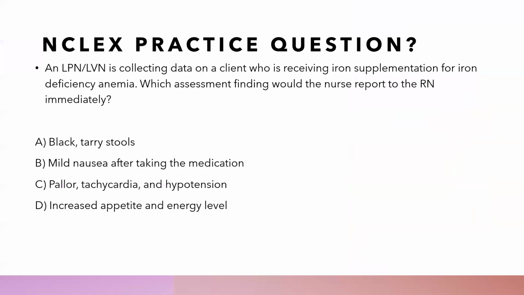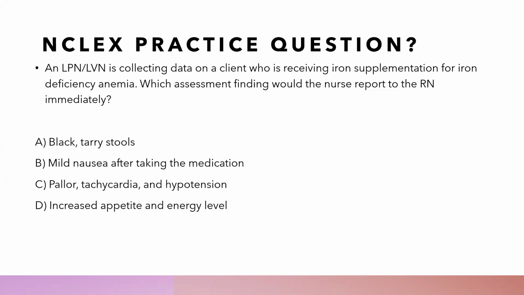Okay, lots of questions, I'm sure. Take a look at these NCLEX practice questions. An LPN is collecting data on a patient who's receiving iron supplements for iron deficiency anemia. Which assessment finding would the nurse report to the RN immediately? And again, you would need to look at these. Now, I would report the black tarry stools. This is an anemia, and that means they're having bleeding in their gut. Mild nausea after taking the medication? Well, that's iron. That's the normal side effect of iron.